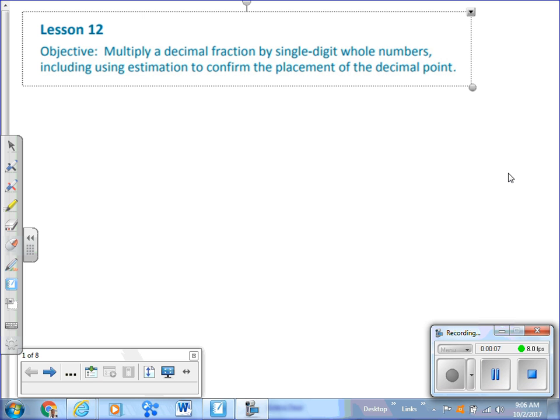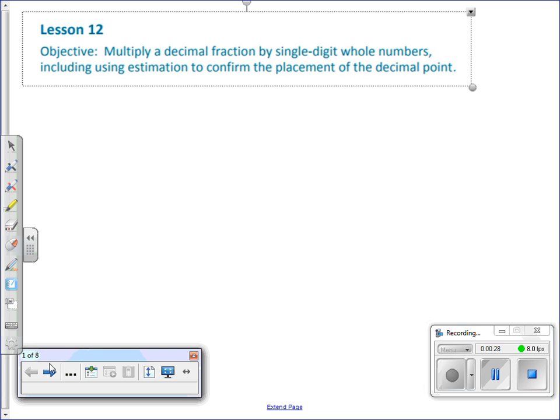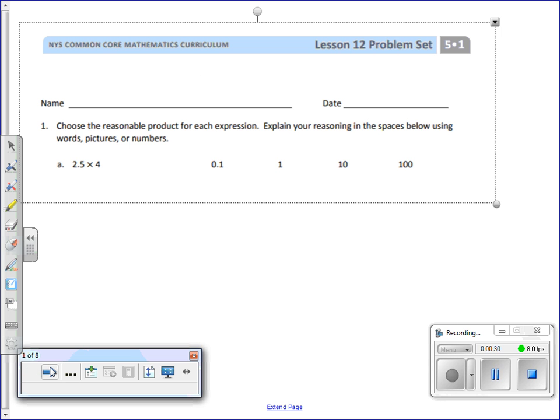Today's objective is going to be multiplying a decimal fraction by a single-digit whole number using estimation to confirm the placement of the decimal. And really, if you follow along, this is going to be a pretty easy, quick lesson for us. If you turn in your books to the problem set, we will get started. And just in case you're not sure, the problem set starts on page 57.